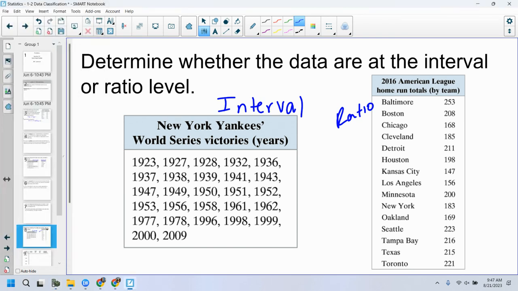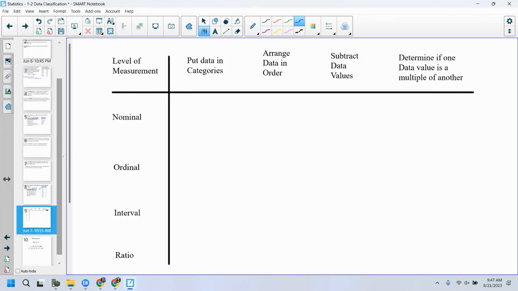Okay. The book presents this diagram here, and I really like it, so I'm going to show it to you guys. I've got the levels of measurement listed down the side, and then the characteristics of those levels along the top, because you have to think of it as an umbrella. If I call something a ratio level, it has all the characteristics of everything above it. If I call something an interval level, it has the characteristics of ordinal and nominal, right? Okay, so put data into categories.